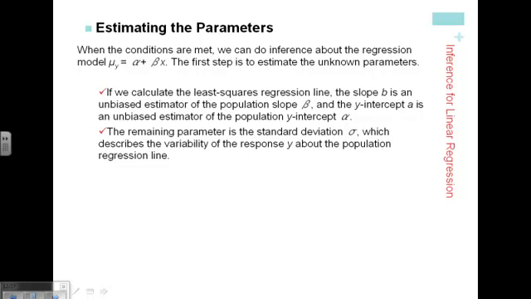The remaining parameter that's unknown is sigma, which describes the variability around the line. Remember how we said that for any particular y hat, we actually get a range of y values that we think the y's would fall into? That sigma is unknown to us as we look at this sample data.